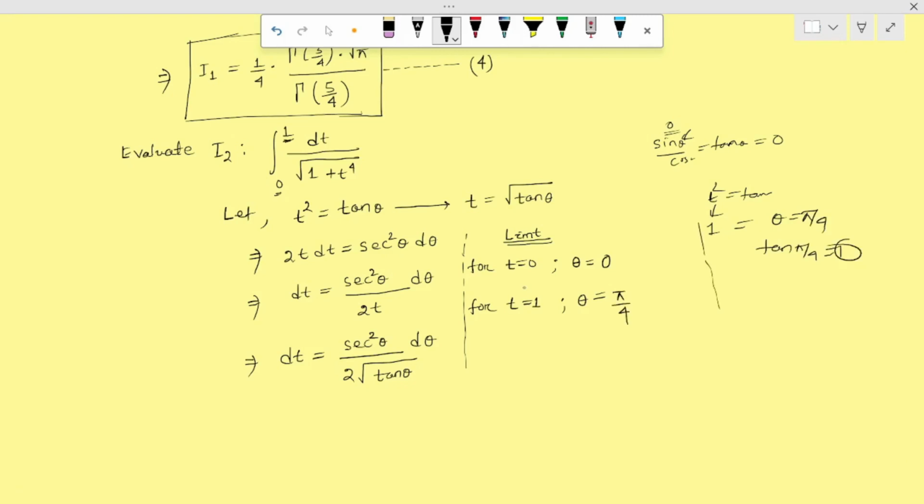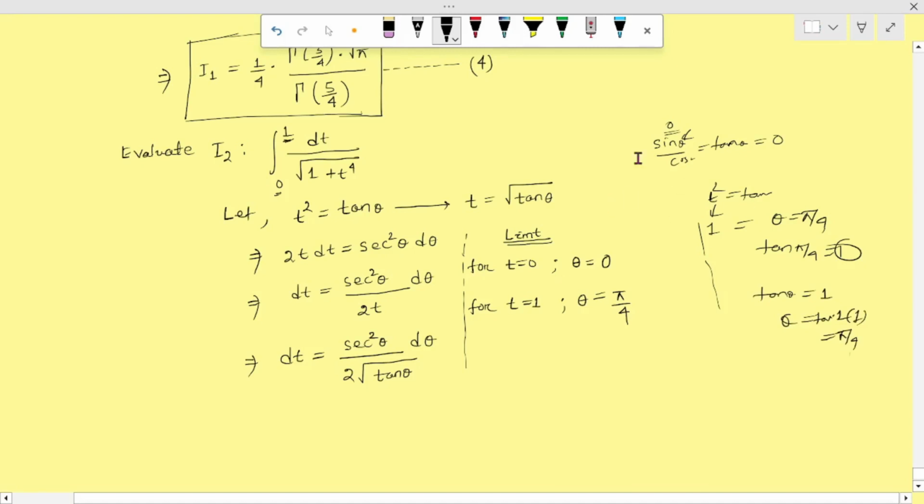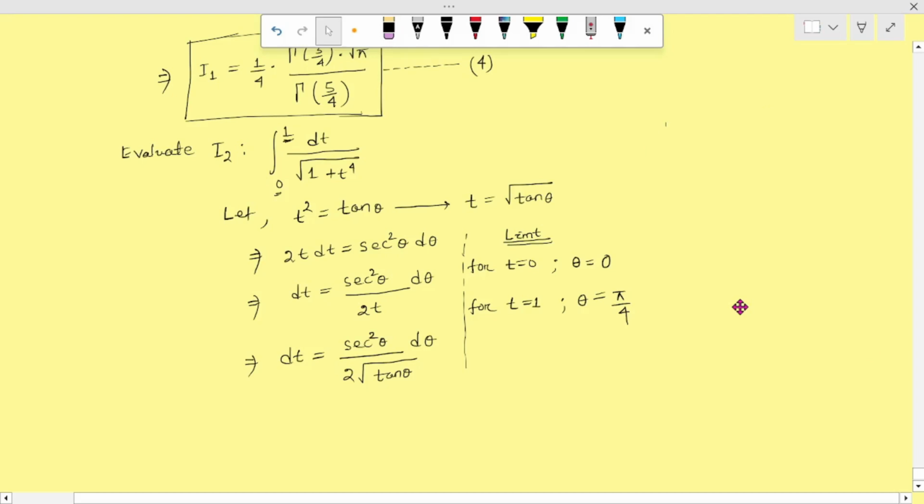We can also do this another way: tan theta will be 1, theta will be tan inverse 1, and tan inverse 1 is nothing but pi by 4. So there is no need here, not required. So here we found the limits are changed. Initially it was 0 to 1, now it will be 0 to pi by 4, the new limit.